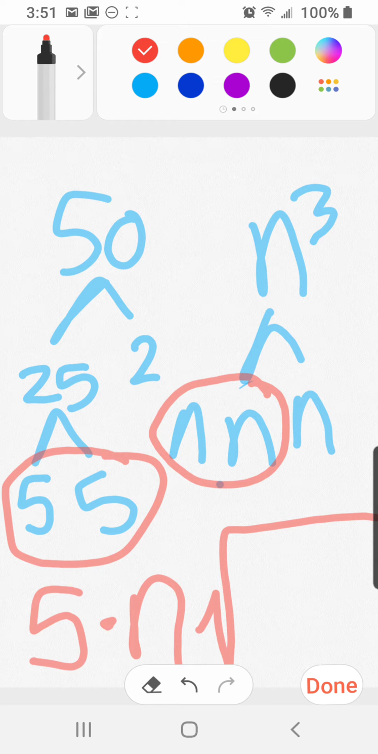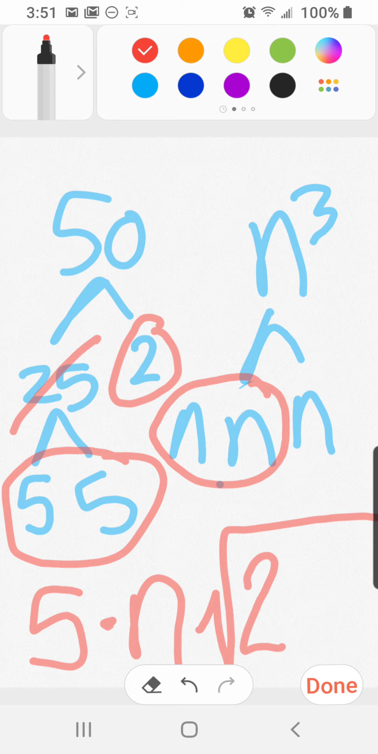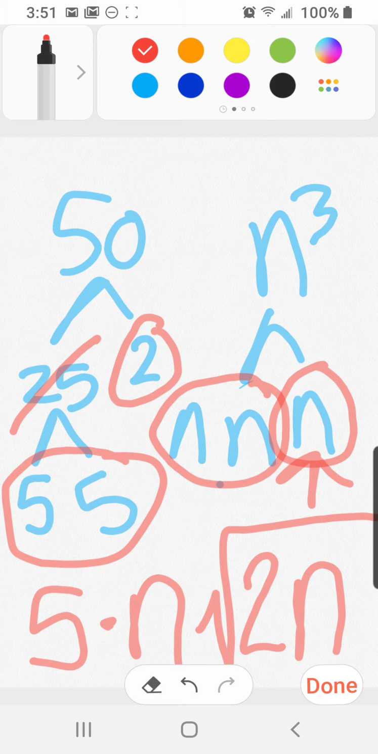And what do we have left? 25 isn't prime, so I'm not using that. 25 no es primo, no lo voy a usar. I've got 2, so I'm going to put that on the inside. Tengo 2, lo pongo adentro. And I've got n, that's by itself, so I put that on the inside. N está solito, entonces lo pongo adentro.